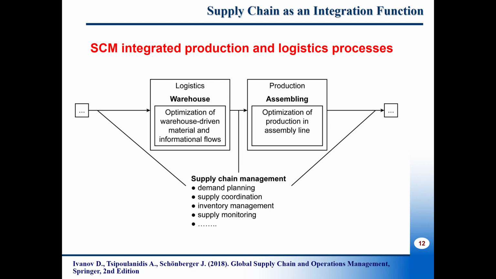They have two different objectives. In this case, the production department has an objective to optimize the production in the assembly line. On the other hand, the logistic manager is responsible for optimizing the warehouse-driven material and information flow. So how do these two functions in one single organization coordinate, cooperate, and collaborate? It is one simple example.